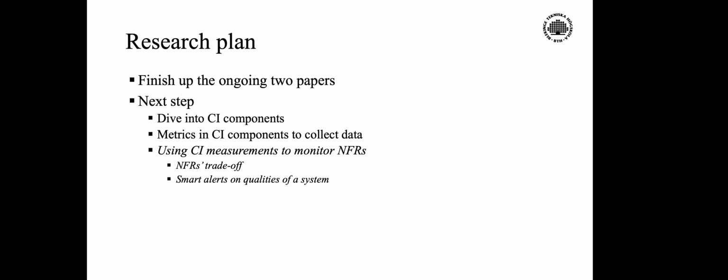The plan. The current plans: we're trying to finish up the two ongoing papers because it comes to the end. We will finish up the rejoinder, and then we will finish up the communication paper because the writing is done, and we just need to put the survey result in the Communications of the ACM paper. Next step, we plan to dive into the CI components individually, and use the metrics in the CI components to collect data on the NFRs. Then we could use those measurement data to monitor NFRs.